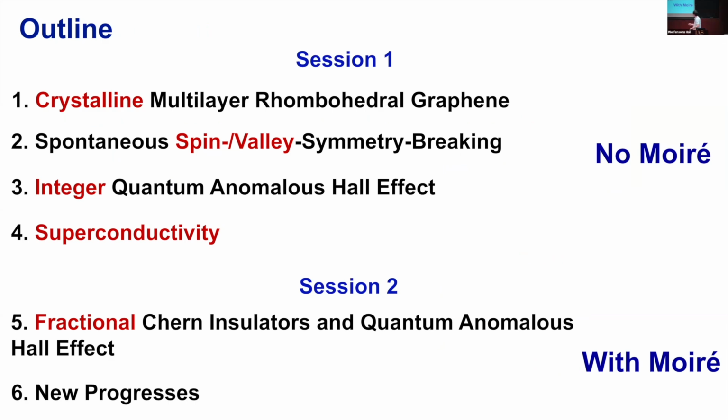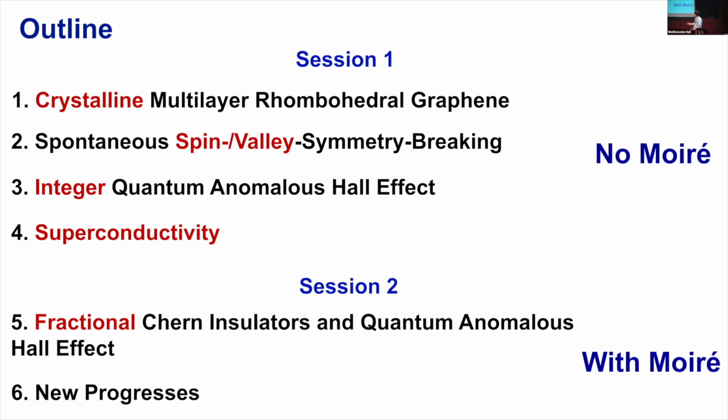In the first talk, I'm going to share with you the material we're going to use, which is a crystalline multilayer graphene in the so-called rhombohedral stacking order. And I will talk about several observations we made based on this crystalline graphene in the absence of any Moiré effects. And then in my second session, I'm going to talk about effects when you introduce a Moiré, and that happens only when you introduce a Moiré superlattice. And I'll be focusing on fractional Chern insulators and fractional quantum anomalous Hall effect.